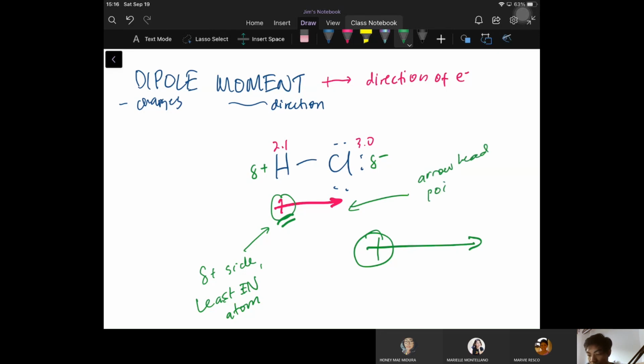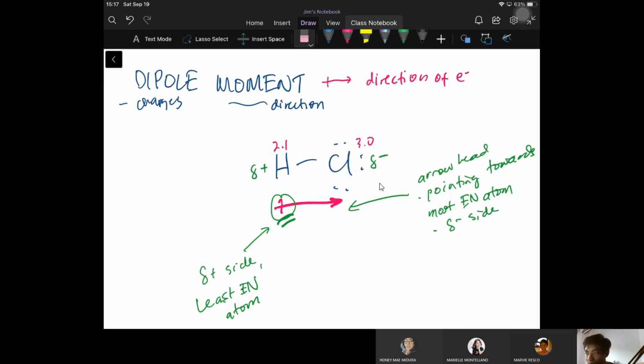This is pointing towards the most electronegative atom. No? So, from the partial positive side, papunta sa partial negative side na. So, ganun lang yung kwento ng dipole moment. No? So, kailan nagkakaroon ng dipole moment?